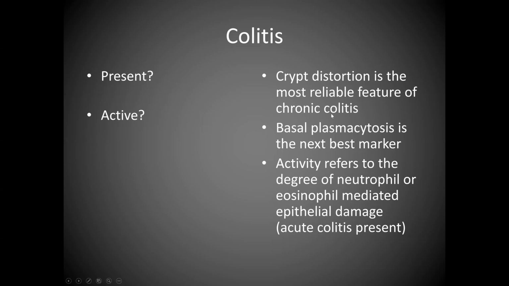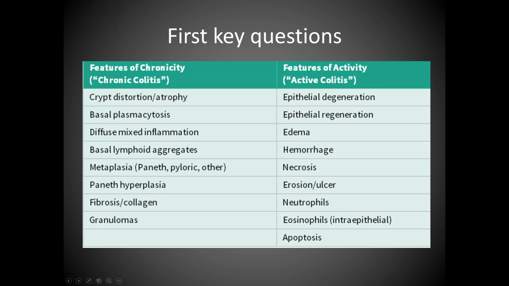The next thing to be thinking about is basal plasmacytosis. That can be variable, but as it tends to obscure the muscularis mucosa, you can begin to believe that it's more significant. And then we've already talked about activity. So here are the features to be thinking about: crypt distortion, plasmacytosis, mixed inflammation, deep lymphoid aggregates that obscure the muscularis, any degree of metaplasia, such as Paneth cell metaplasia or pyloric metaplasia, fibrosis, collagen deposition, and potentially thickening of the muscularis mucosa, and then finally granulomas, not always seen.